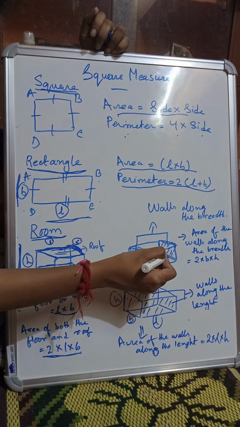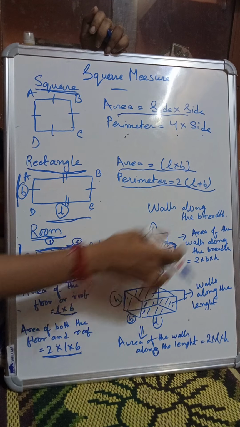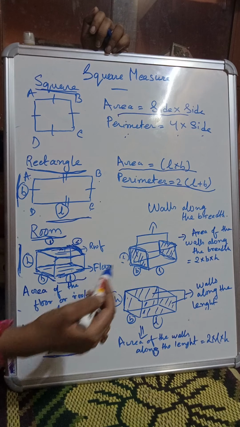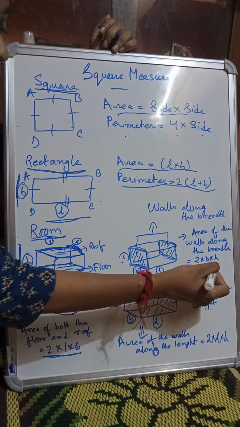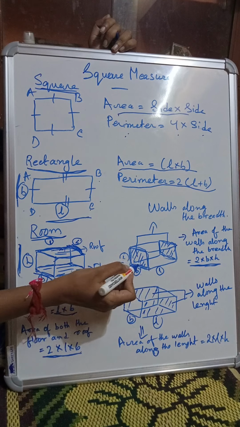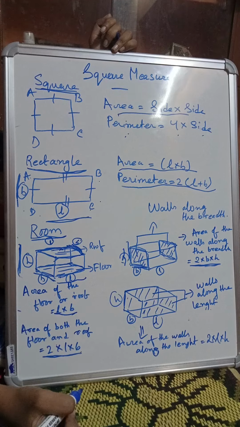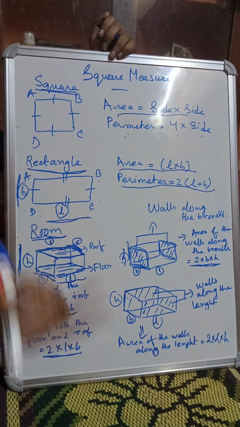There are 2 walls along the breadth, because we are taking breadth into account. So this is called the walls along the breadth. Now if you are asked to find out the area of the walls along the breadth, what will be the formula? This will be 2 into breadth into height, because we are taking into account the breadth and the height over here.